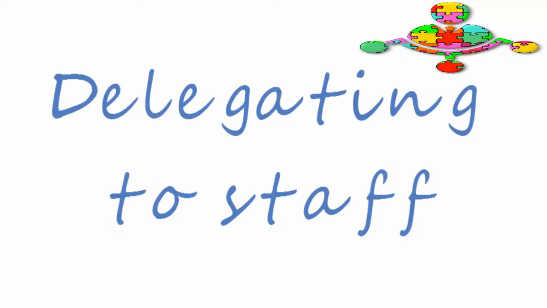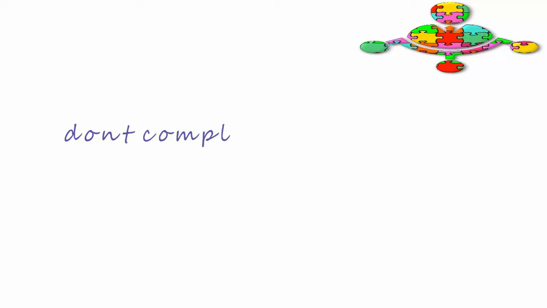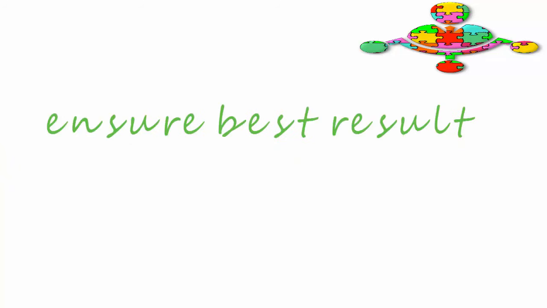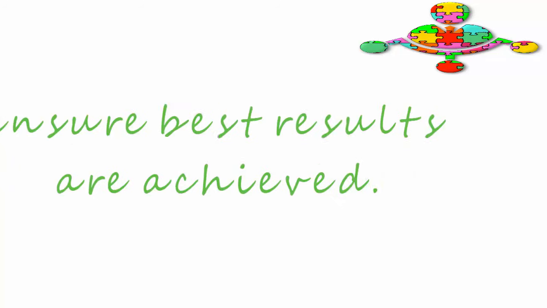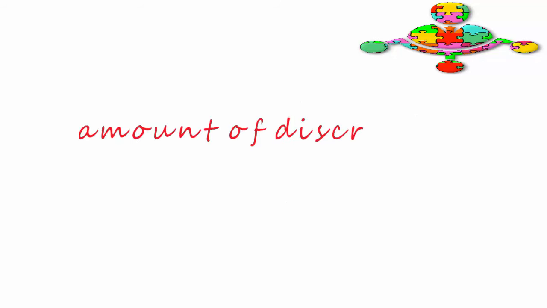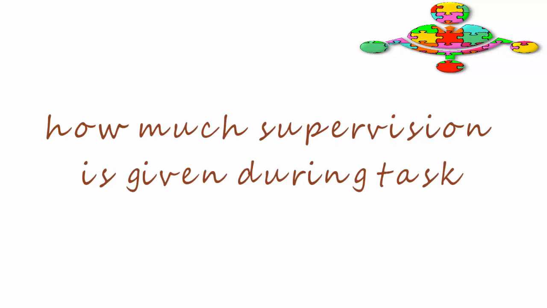Transferring authority and responsibility. According to the theory of management, authority and responsibility are inseparable. There is no authority without responsibility. But delegating to staff means that although you don't complete the task yourself, you do maintain responsibility, so you must ensure the best results are achieved. There are different levels of delegation involving the amount of discretion the manager gives to the employee and how much supervision is given during the task.